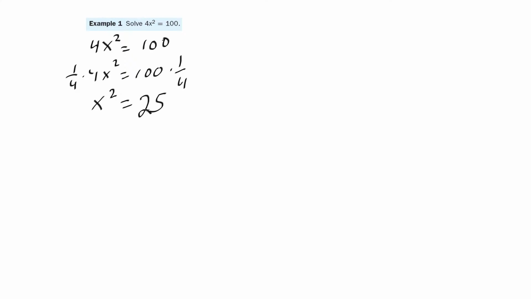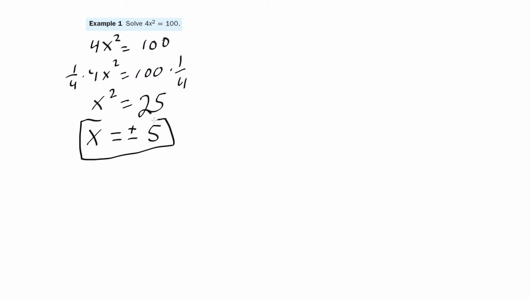So I got 4x squared equals 100. 1/4 times 4x squared equals 100 times 1/4. 4 over 4 is 1. X squared equals, 4 goes into 100 25 times. I'm going to get that x is equal to plus or minus 5. So I take the square root of both sides and I take the positive and negative square root. So that's algebraically, we've got an answer.